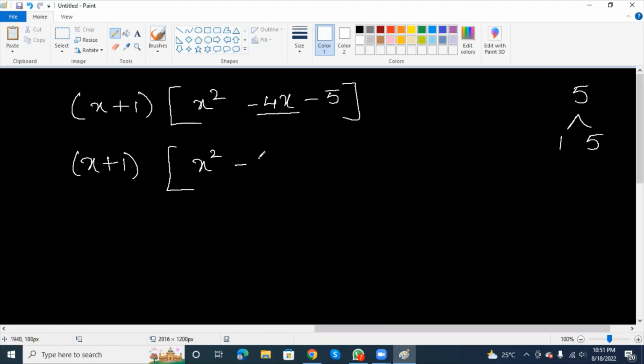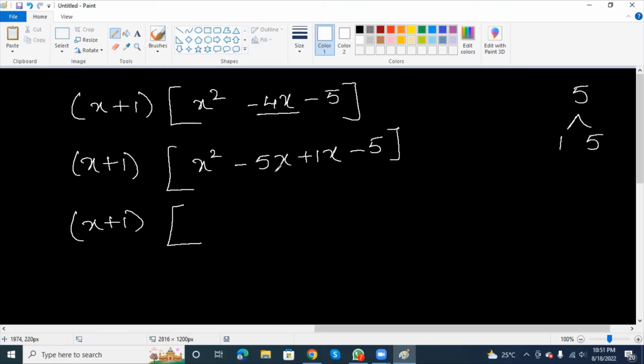So hence we can write this as minus 5x plus 1x. Minus 5x plus 1x gives minus 4x, right? Minus into plus gives minus, 5 ones are 5. So when we multiply these two numbers, we get this term, and when we add these two terms, we get this term. So this is the way of doing the splitting the middle term method.